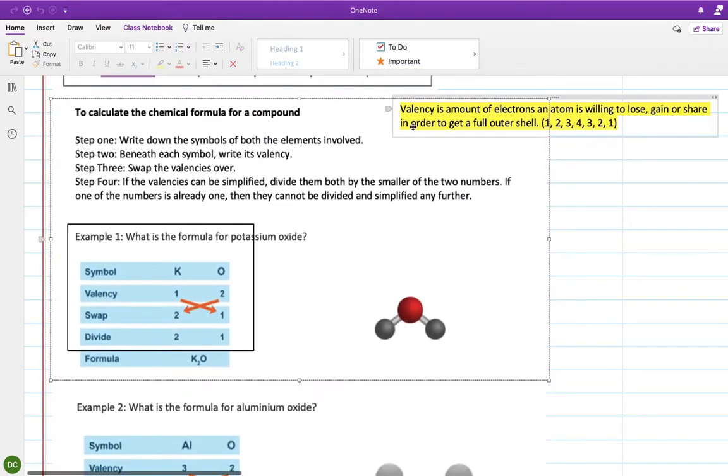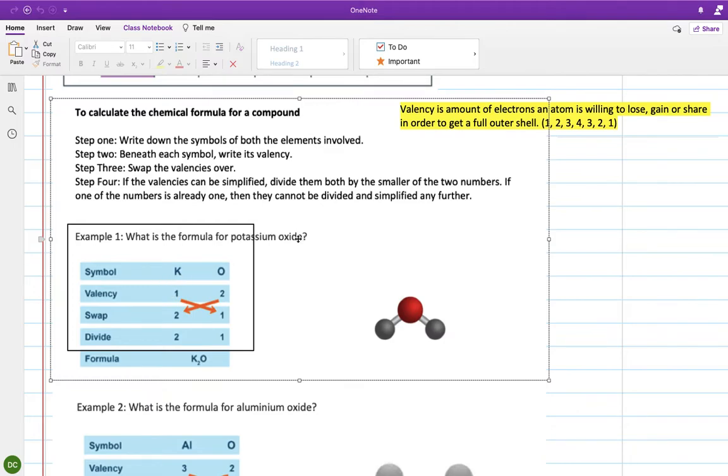So valency is the amount of electrons an atom is willing to lose, gain, or share in order to get a full outer shell. There's a couple of steps here. Step 1, write down the symbols of both the elements involved. Step 2, beneath each symbol, write its valency. Then swap the valencies over. And if the valencies can be simplified, simplify them. So let's go through this.